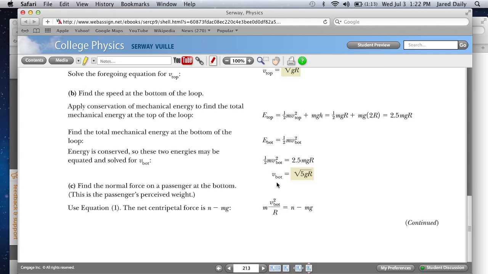Part C is to find the normal force on the passenger at the bottom. This is the passenger's perceived weight. In other words, this is the force that the car is pushing upward on the passenger with, the normal force at the bottom.